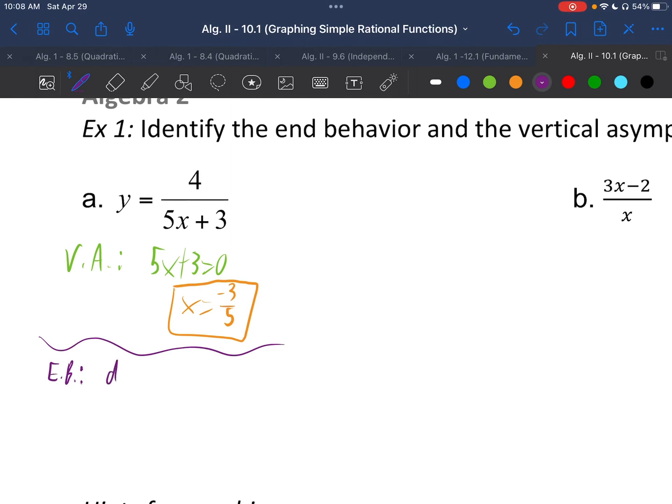So the degree of the numerator, I'm just going to call that n, is 0, because this has an x to the power of 0 secretly there. And the degree of the denominator is 1, because the x has a power of 1 on it. So this means that the degree of the numerator is less than the degree of the denominator, which according to what we just wrote a moment ago, tells us that there's a horizontal asymptote at y equals 0, plus or minus whatever translation is taking place. There is no translation vertically, so we just have the end behavior asymptote at y equals 0.